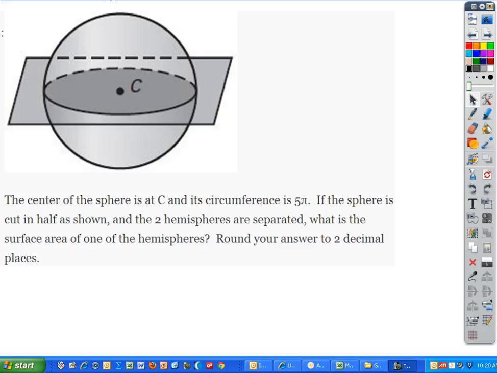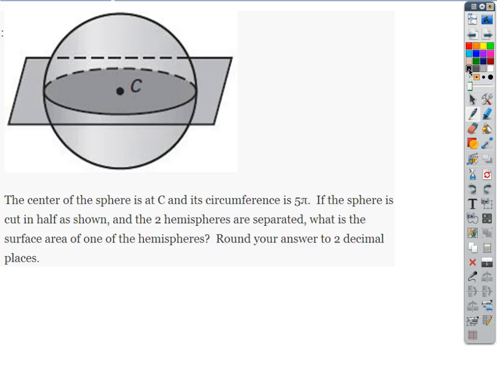Pi r squared. Okay, so let's find r. So we know the circumference, 2 pi r equals 5 pi. I've got to solve for r. What do I do to solve for r there? Okay, divide both sides by 2 pi. So the 2 cancels and the pi cancels, that's good, and I get r equals, pi's cancel, right? What's 5 divided by 2? 2.5. So that's my radius, right?